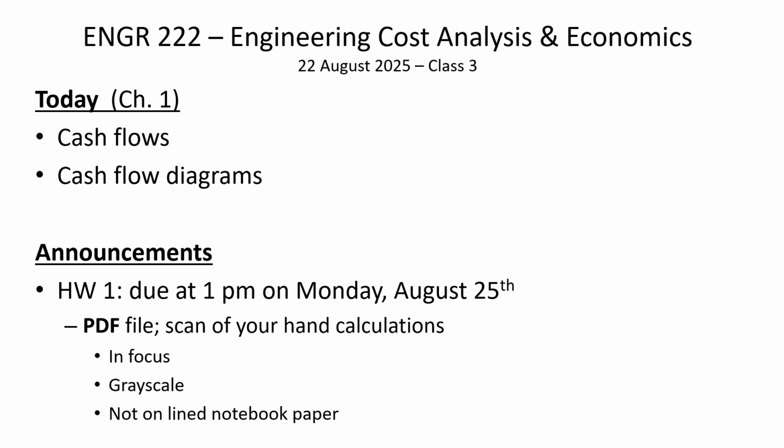So if it's a JPEG or some other file format, it won't be scored. Make sure that your assignment's in focus, that it's grayscale, meaning that it's not color, it's black, white, and gray. And then don't use lined notebook paper. Either use the engineering computation paper that I gave you or just plain unlined copy paper. Does anybody have questions about homework number 1 and the expectations for submitting that?